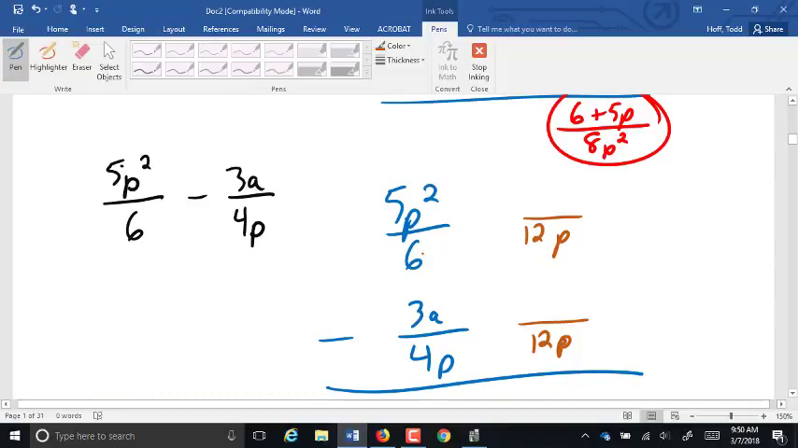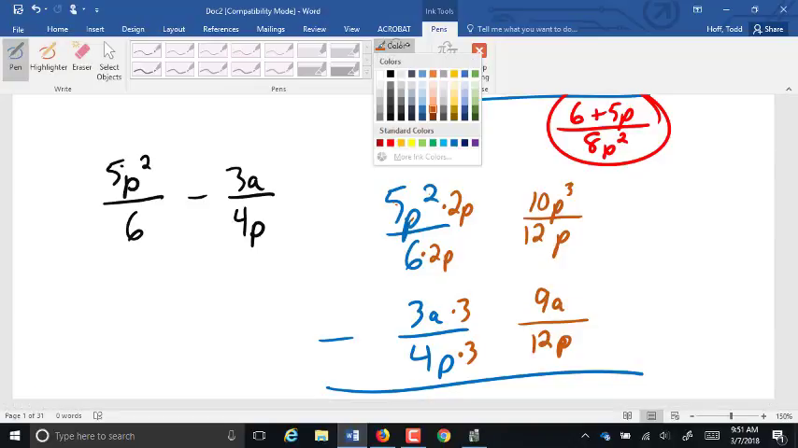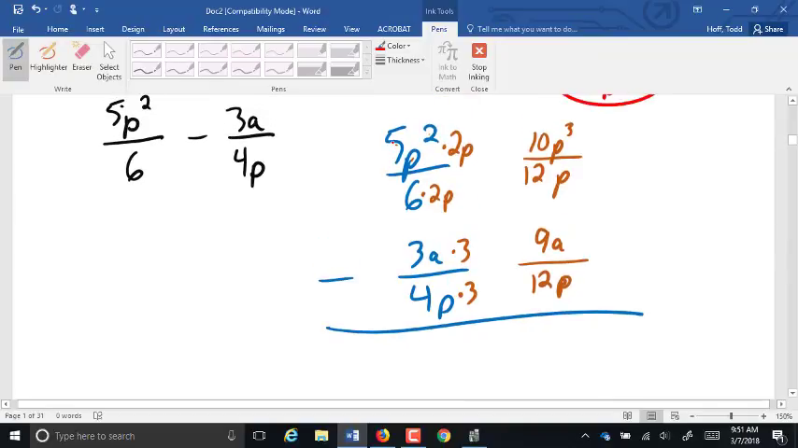What do I have to do to the 6? Do I change the 6? Yes. Times 2 to make 12, and then I need the p, so it's going to be times 2p. So 5p squared times 2p, 5 times 2 is 10, p squared times p is p to the third. On the bottom one, the 4 has to be multiplied by 3, and the p is already there, so I don't need to change that. So 3a times 3 is 9a. Subtracting, 10p to the third minus 9a, all over 12p.